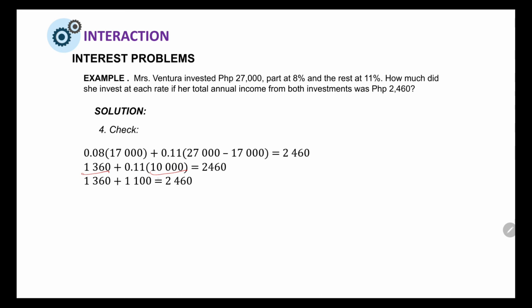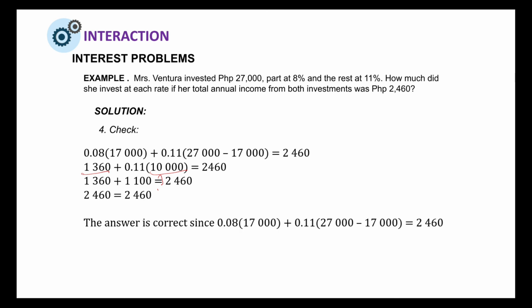Is that equal to 2,460? Okay. So we have 2,460 is equal to 2,460. So the answer is correct since 0.08 times 17,000 plus 0.11 times 27,000 minus 17,000 is equal to 2,460, or the value of the unknown variable satisfies the equation.